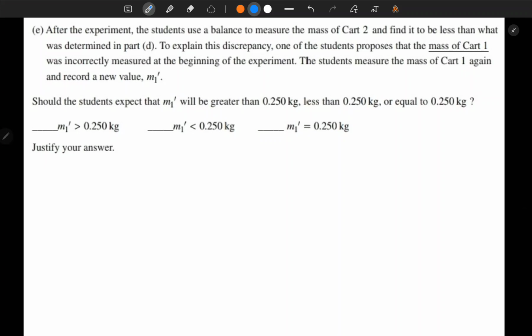Well, we found above that m2 is equal to (m1 times the square root of 2g minus 1.71 m1) divided by 1.71. So, m2 is linearly proportional to m1.